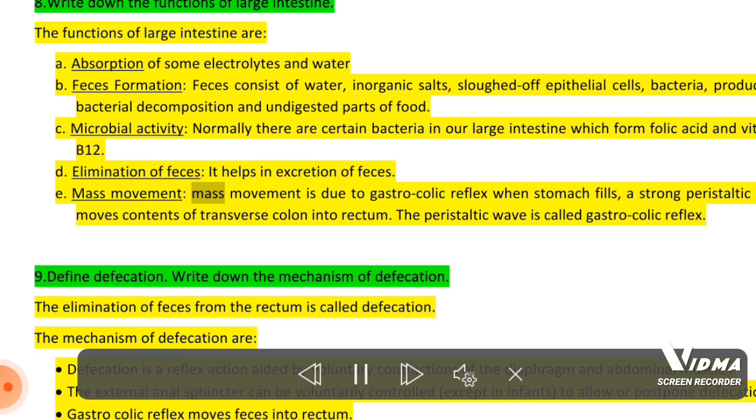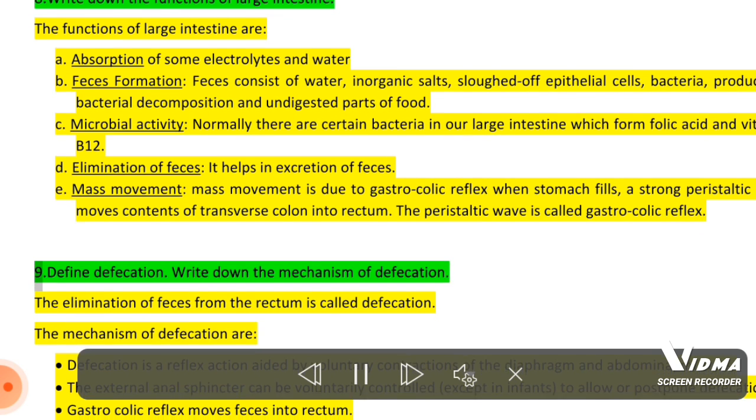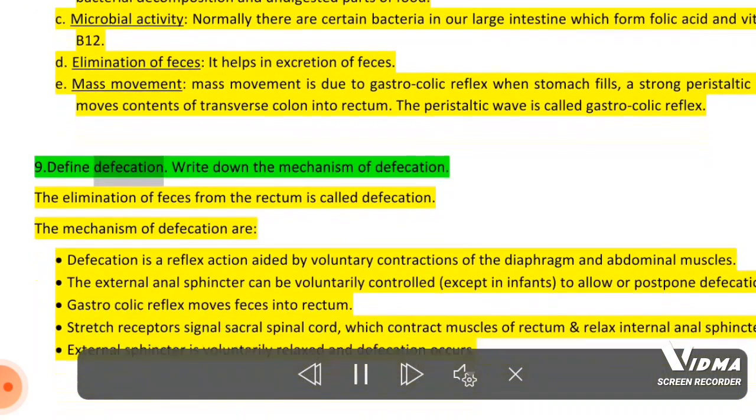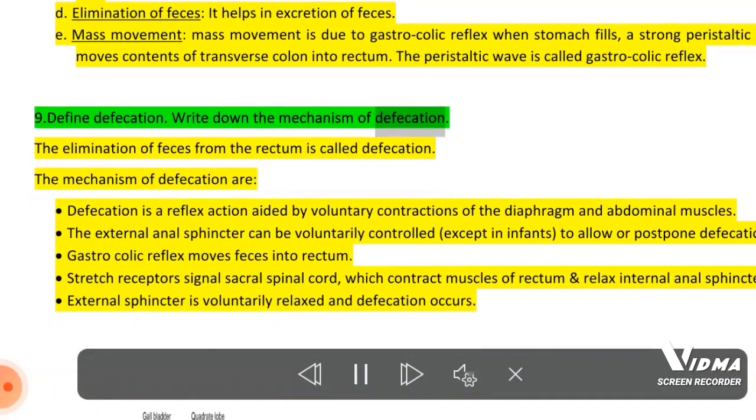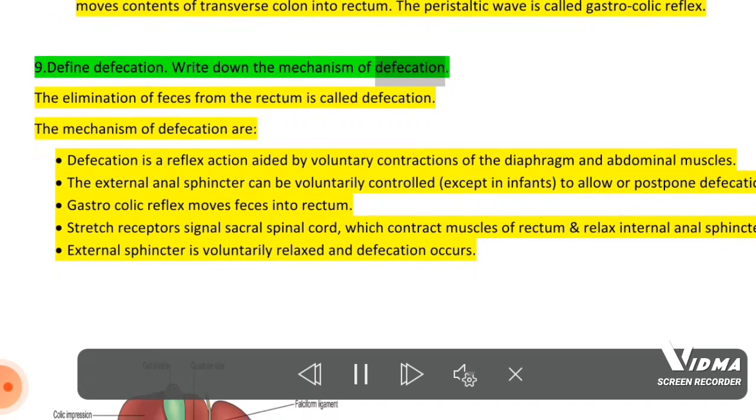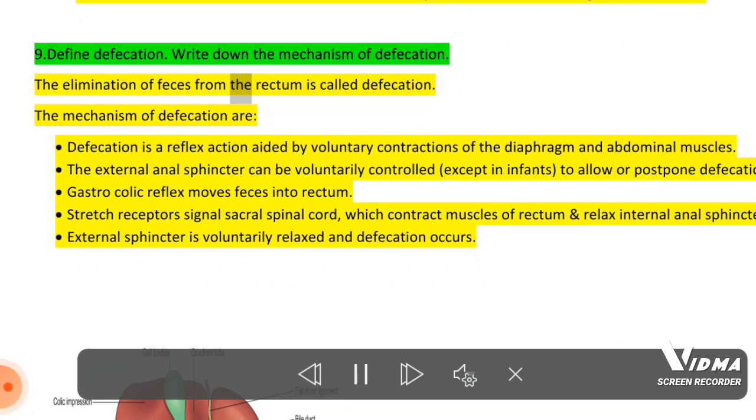Mass movement. Mass movement is due to the gastrocolic reflex. When the stomach fills, a strong peristaltic wave moves contents of the transverse colon into the rectum. The peristaltic wave is called the gastrocolic reflex. 9. Define defecation. Write down the mechanism of defecation. The elimination of feces from the rectum is called defecation.